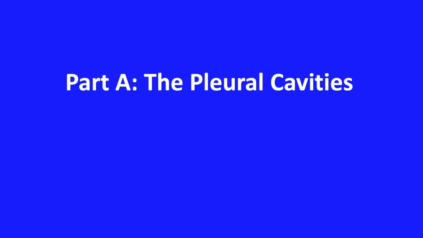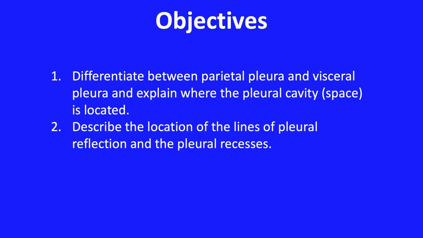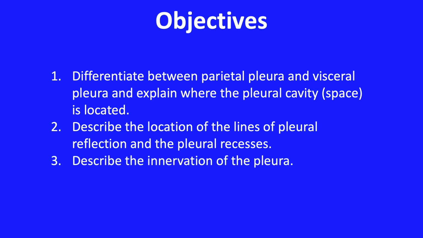Let's start with describing the anatomy of the pleural cavities. And the objectives for this first part of the lecture are listed here. I will differentiate between parietal pleura and visceral pleura and explain where the pleural cavity, the space, is located. I will describe the location of the lines of pleural reflection and the pleural recesses. Finally, I will describe the innervation of the pleura.